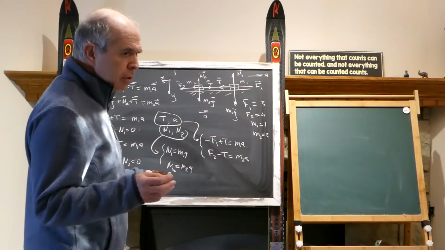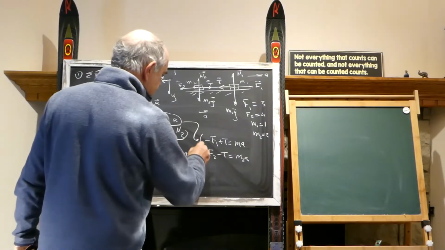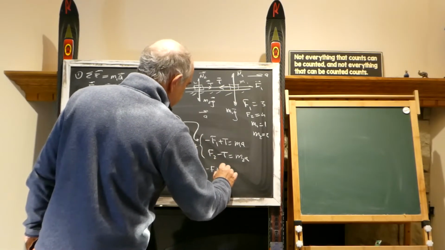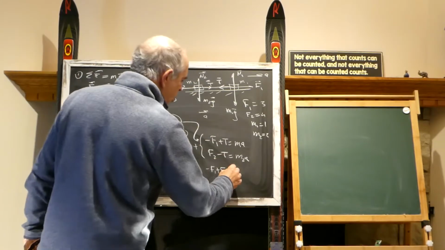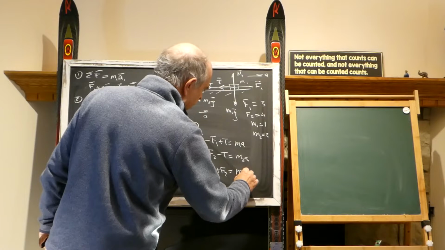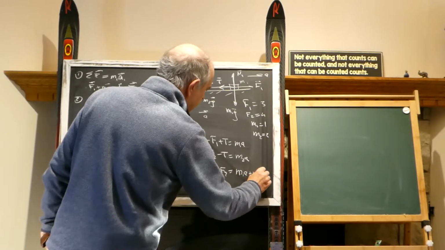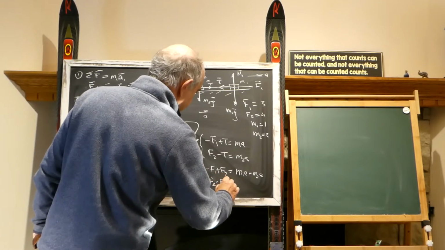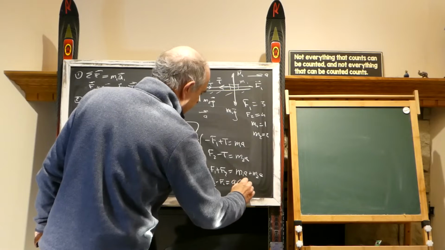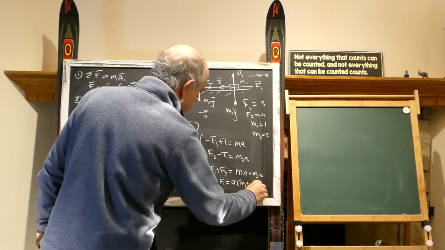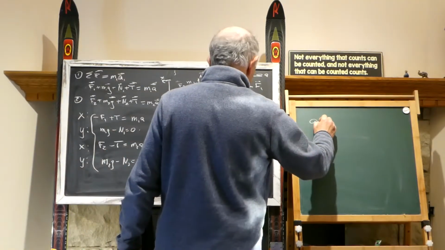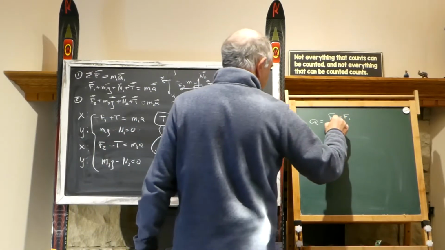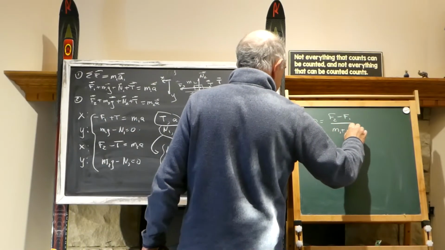Pause, and think how you would solve it. Of course, the easiest way is to sum these up, and you will have minus F1 plus F2, because when you sum them, the T's cancel, equals M1A plus M2A. And then you say F2 minus F1 equals A, factoring out M1 plus M2, and you have A equals F2 minus F1 divided by M1 plus M2.